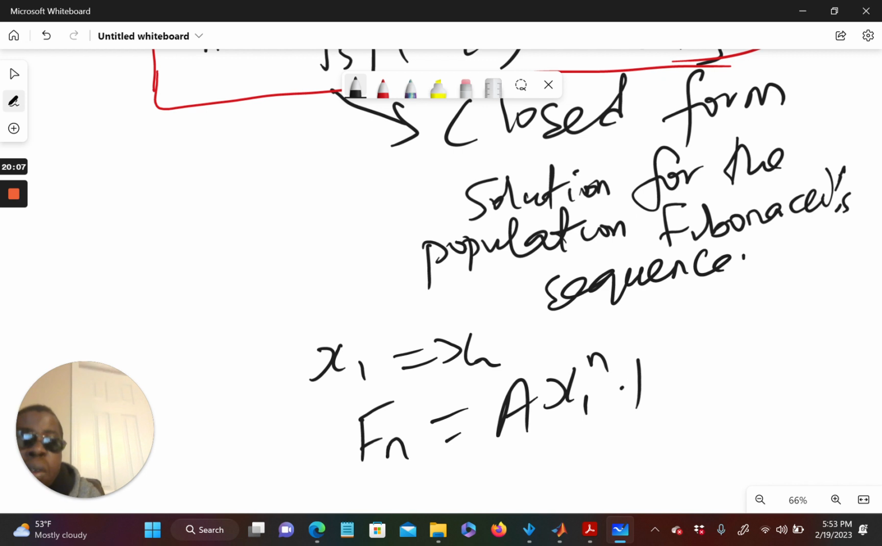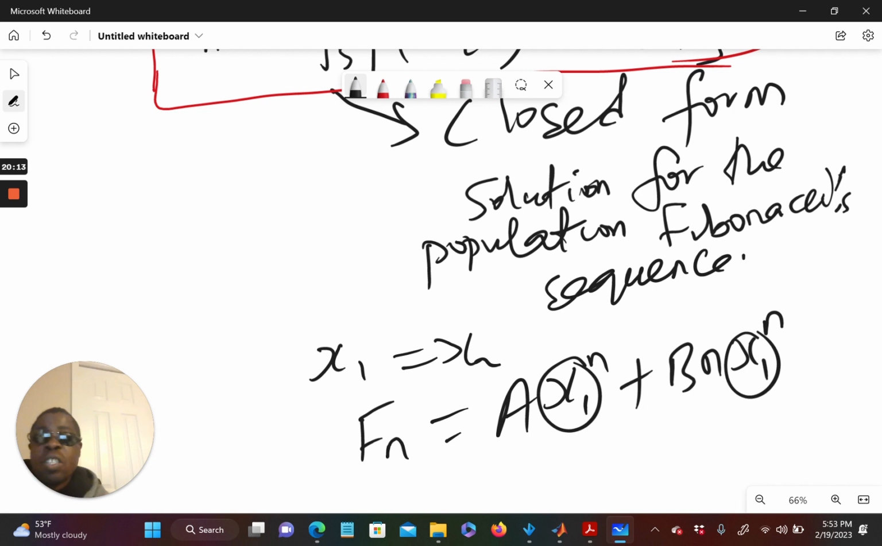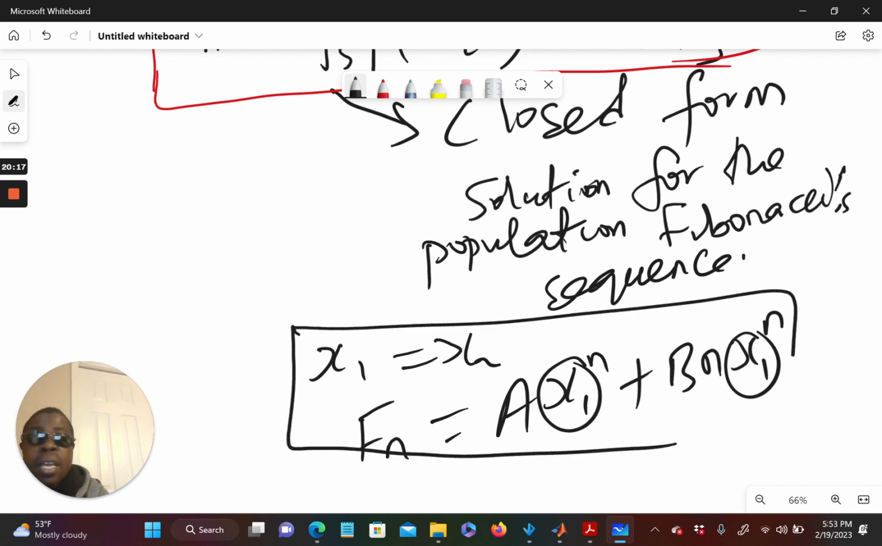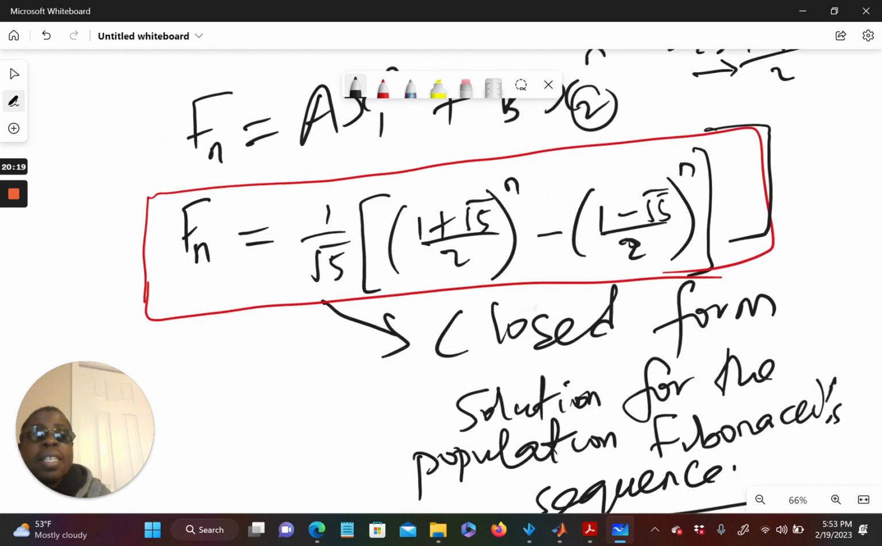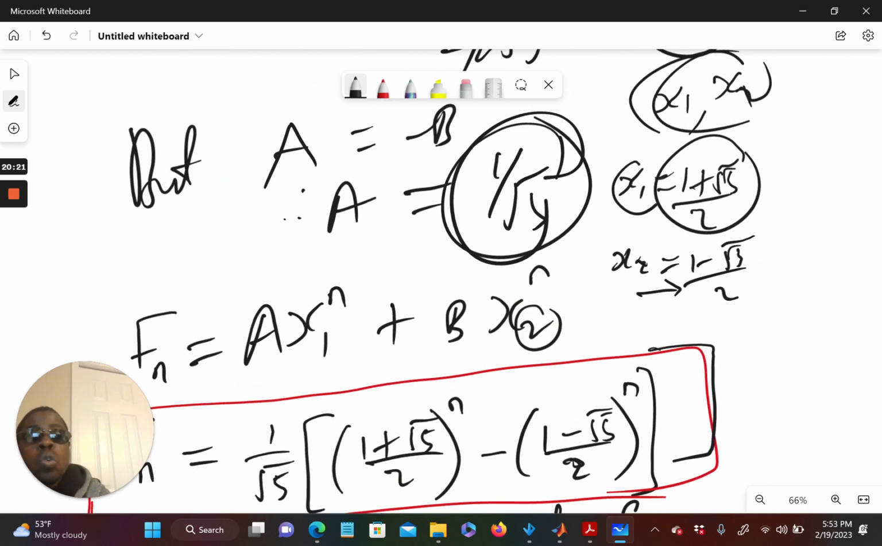ax1n plus bnx1n. Remember, in this case, your x1 and x2 are equal. That is for a perfect square, but that is not the case here. In this case, we have two different roots. So you are going to make use of this.